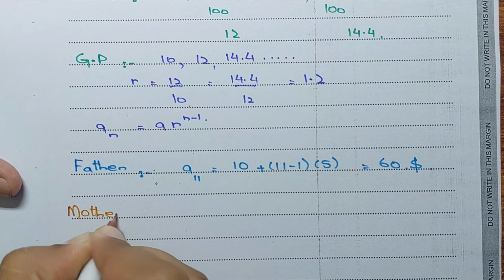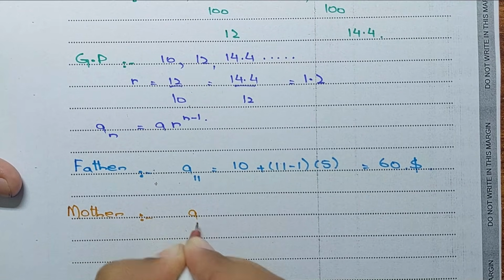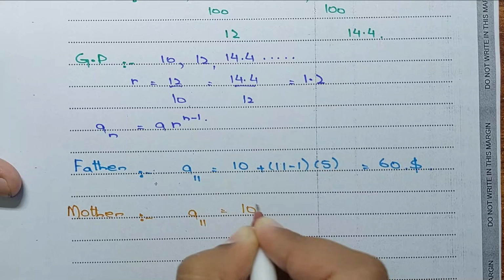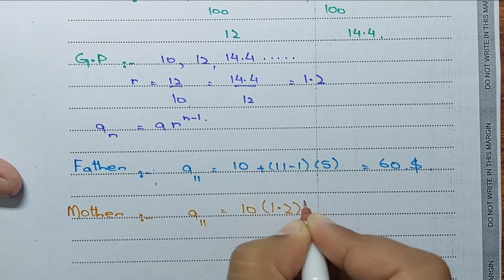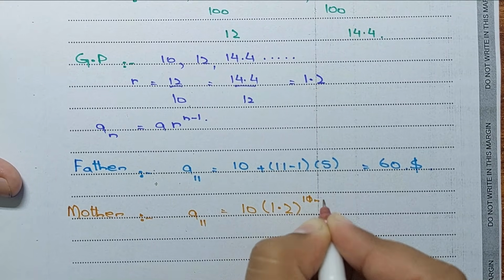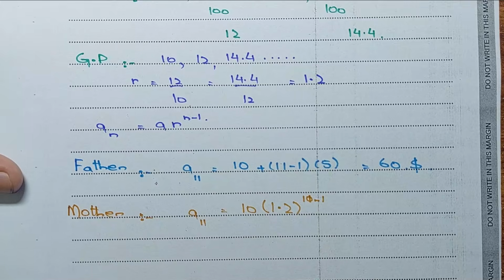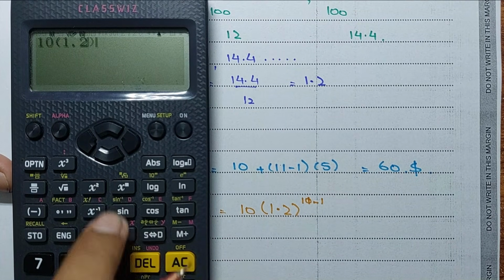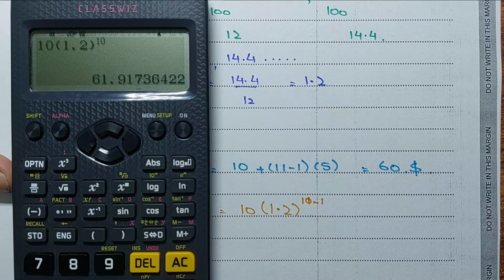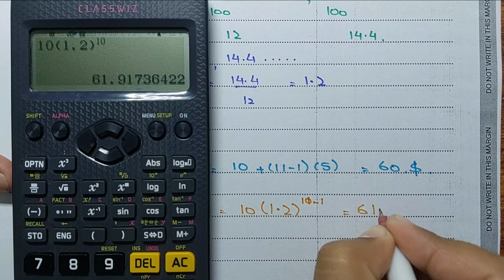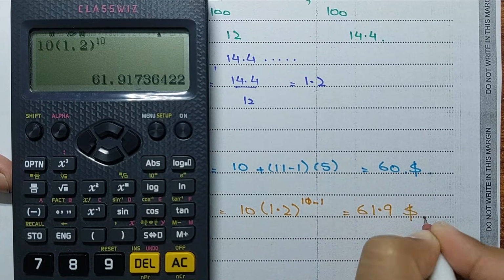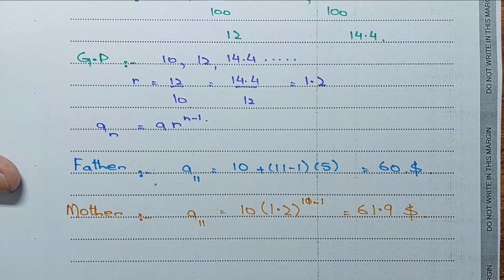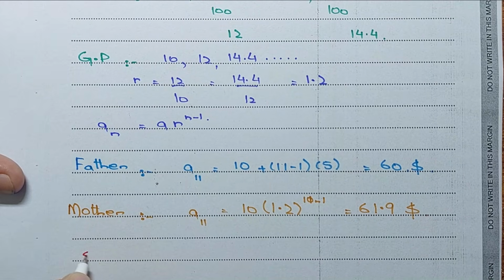So for the mother, it is a geometric progression. A11: a is the first term, r is the common ratio, to the power 11 minus 1, which is 10, n minus 1, right? So 10 into 1.2 to the power 10. That is $61.9.